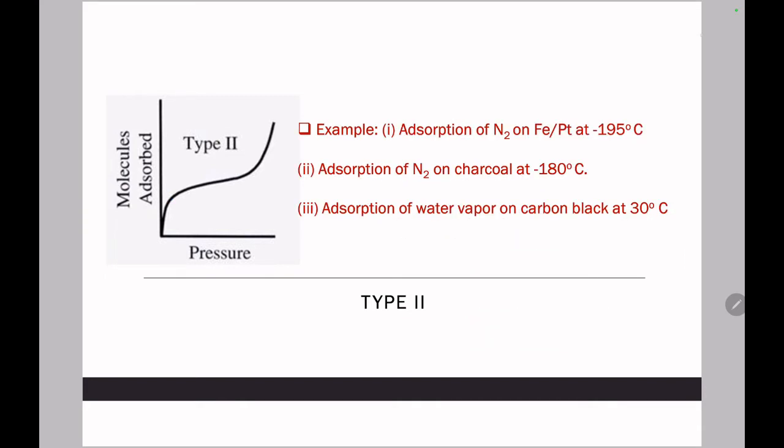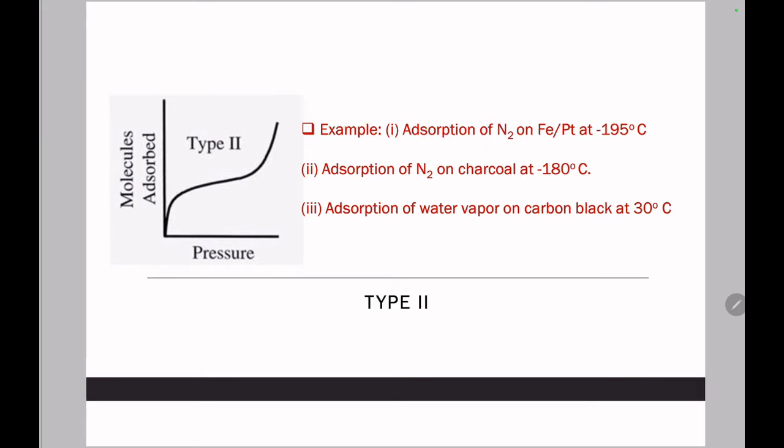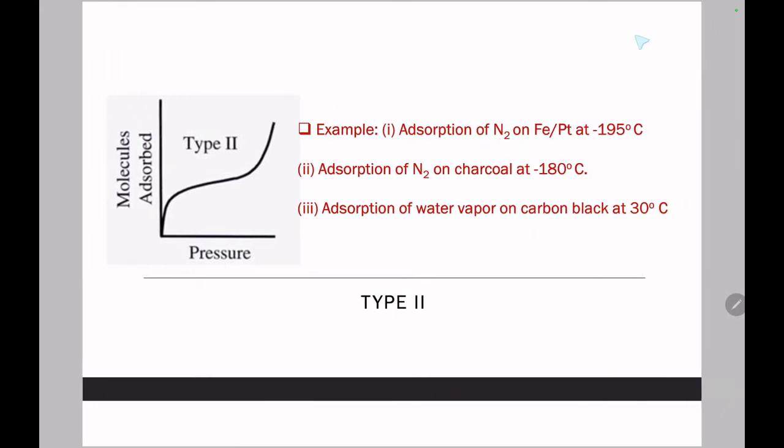Examples of type 2 adsorption include the adsorption of nitrogen on iron or platinum at minus 195 degrees Celsius. Adsorption of nitrogen on charcoal at minus 180 degrees Celsius is also an example. Adsorption of water vapor on carbon black at 30 degrees is also an example of type 2 adsorption.